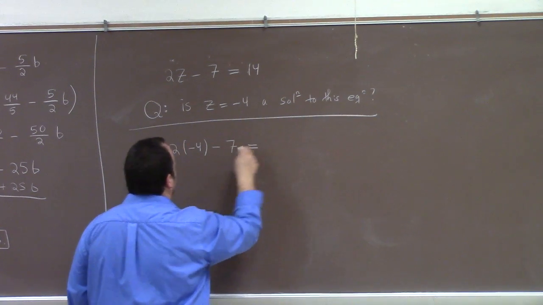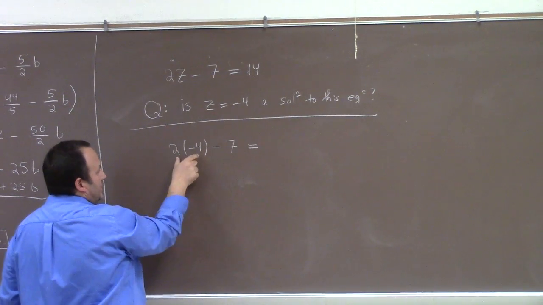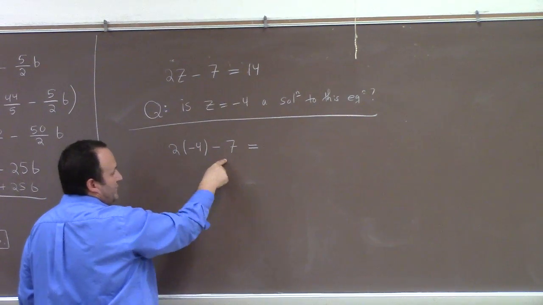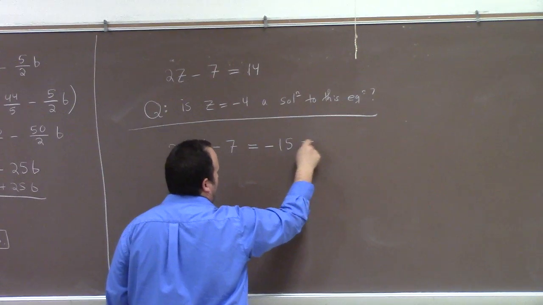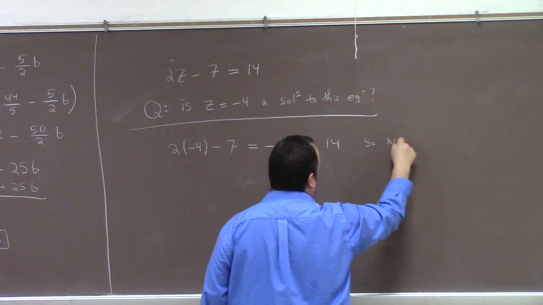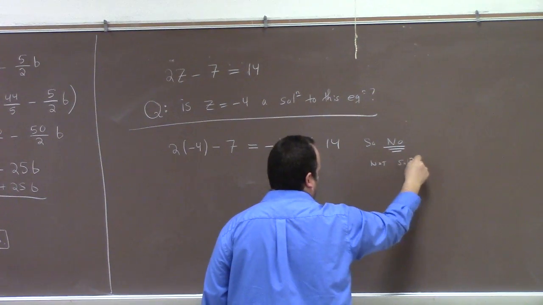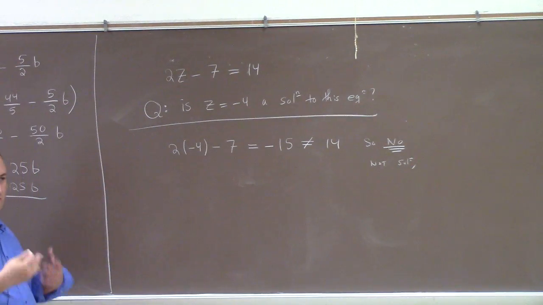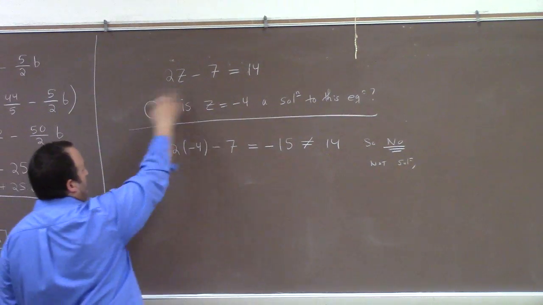I don't disagree. But if we plug in minus 4 here, we get 2 times minus 4, which is minus 8, minus 7, which is what? Negative 15, which of course is not equal to minus 14. So no, not a solution. But I like your way of actually solving it, because then we actually have answered another related and interesting question, which is, what is the solution, right?